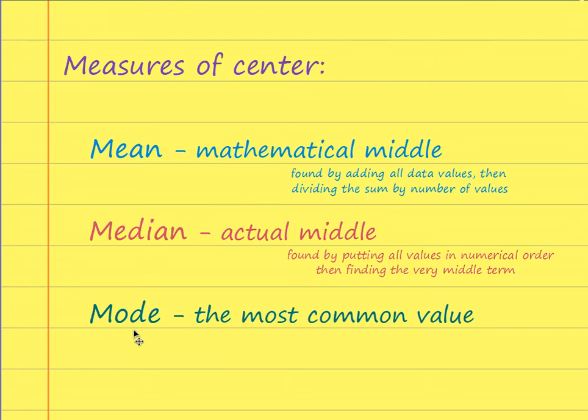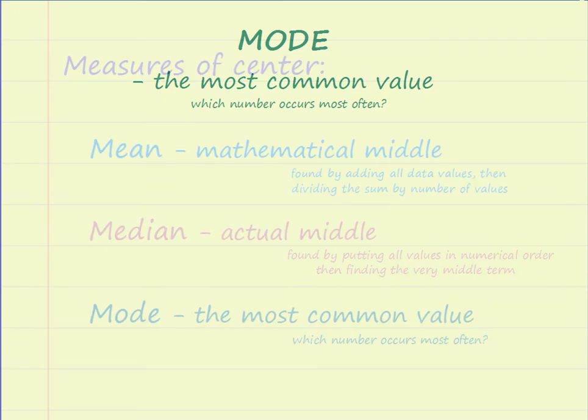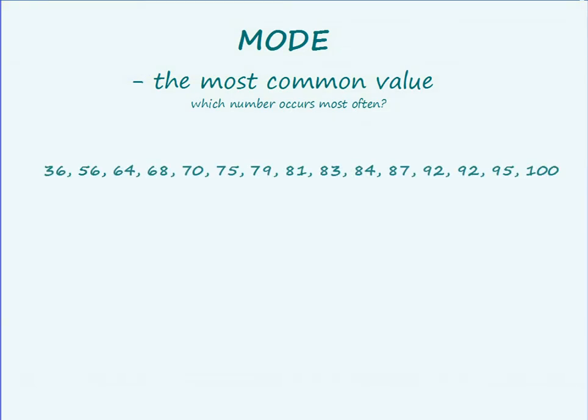Now on to mode, which tells us the most common value in your list, or in other words, which number occurs more often than any other. So when we look at the mode for our test data, I'm going to leave those numbers in numerical order because that's going to make it much easier to find mode. As I go through this list, I can see that every number is listed only once until I get to 92. It's the only value that's written more than once. That makes 92 our mode.